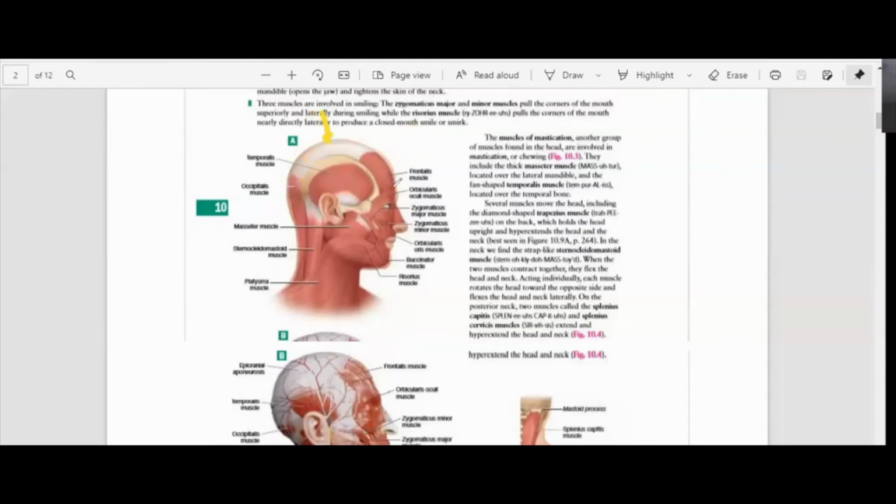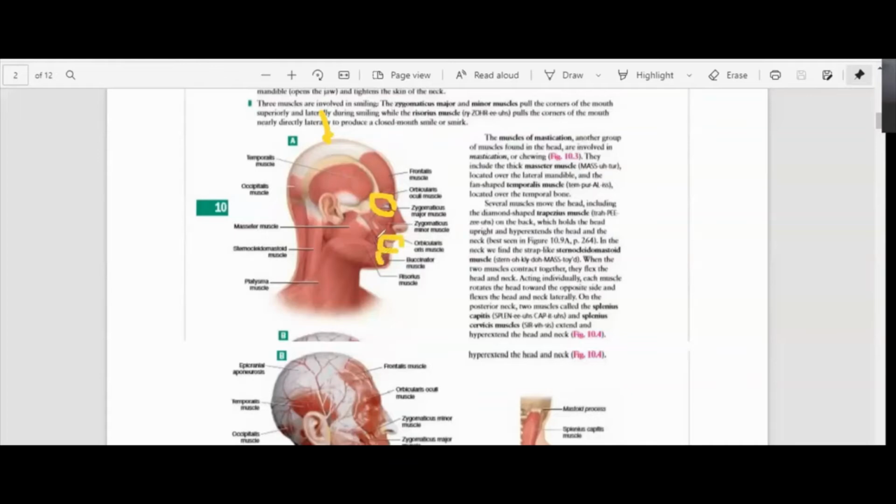As I mentioned, this muscle right here that you can see on the side is going to be the orbicularis. This one in the mouth also is going to be orbicularis because they're round. But this one is orbicularis oculi, and this one is going to be orbicularis oris. As I mentioned, these ones are going to depress. This is going to be depressor anguli oris.